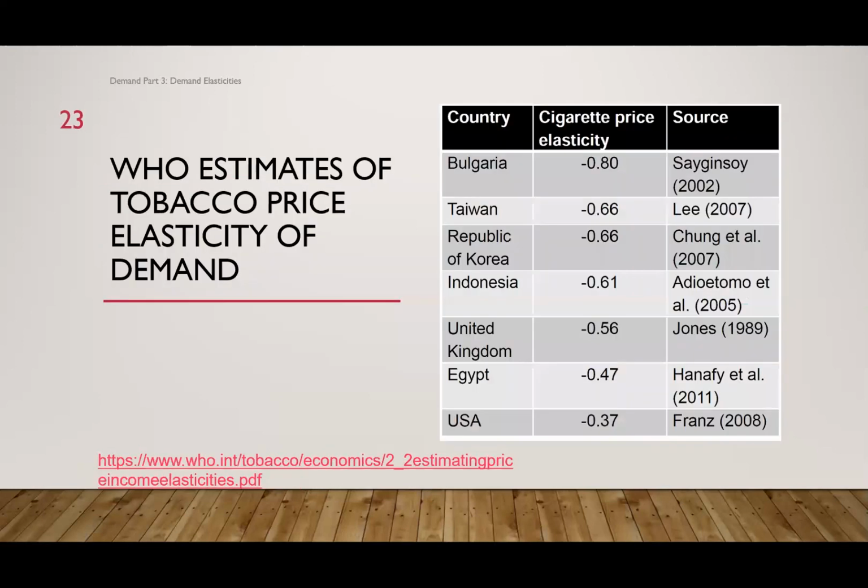And the same thing here, this is the World Health Organization's estimate of tobacco price elasticity of demand. Again, you can see for all these countries, it's inelastic demand. So again, it's not a surprise that governments tax tobacco. It raises more revenues than if you tax a good that's more elastic.